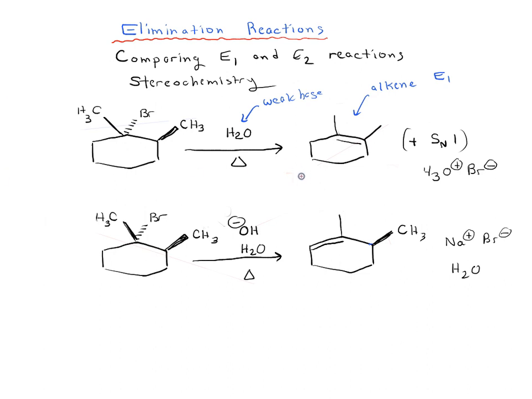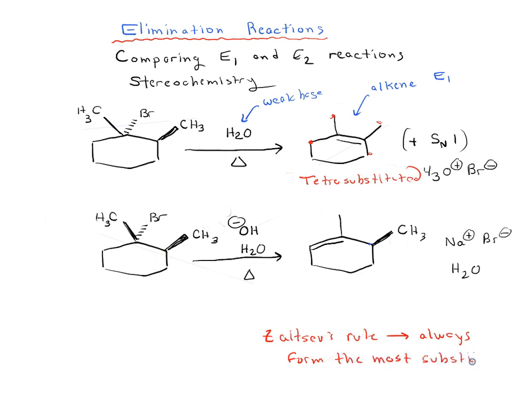One thing to note about this product, and look at how many carbons are attached to the alkene here. We've got 1, 2, 3, 4. So this is a tetra substituted alkene. This makes sense when you think about it, right? Remember Zaitsev's rule. Zaitsev's rule tells us we always want to form the most substituted alkene. That's Zaitsev's rule. Now let's look below at the second example of an elimination reaction.